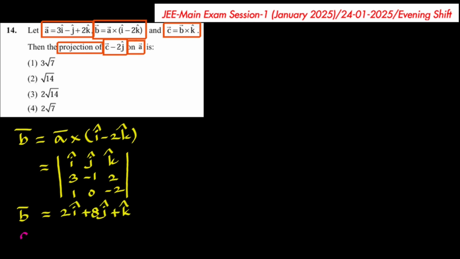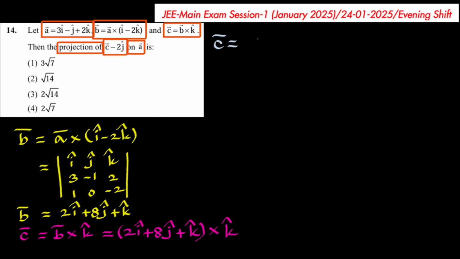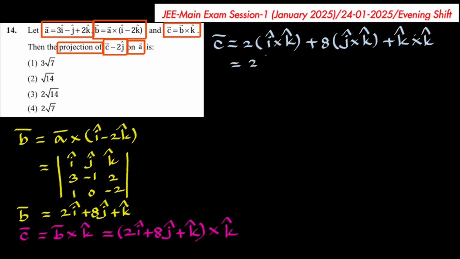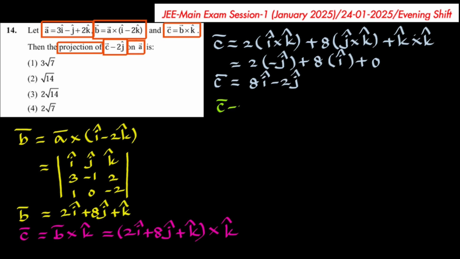Now c bar is b bar cross k cap, so c bar will be 2 times i cap cross k cap plus 8 times j cap cross k cap plus k cap cross k cap. 2 times i cap cross k cap is minus j cap plus 8 times i cap plus 0. So c bar is 8 i cap minus 2 j cap. Now we want c bar minus 2 j cap.